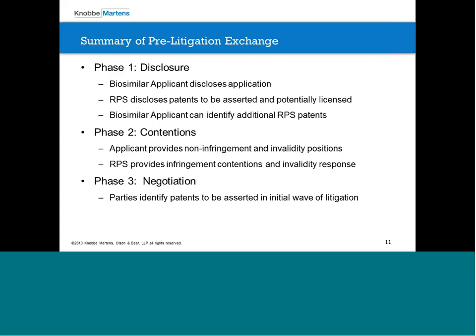After that disclosure phase, the parties then go into what we refer to as the contention phase, in which both the reference product sponsor and the biosimilar applicant would exchange information on their infringement and validity positions for the patents that have been identified in the exchange. And then finally, there's a negotiation period in which the parties try to reach agreement as to which patents will actually be litigated in this first wave of litigation.